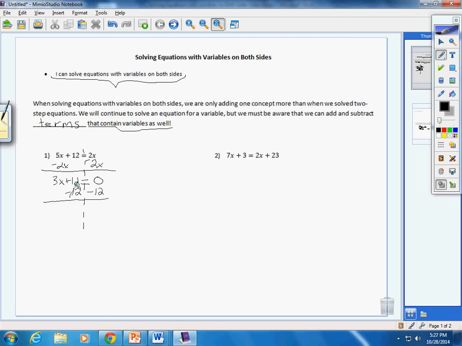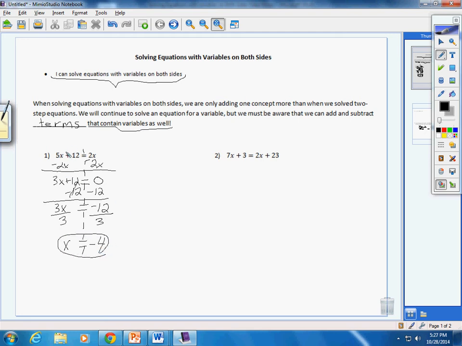12 minus 12 cancels out, so we have 3x left over here. And we have 0 minus 12, so we have negative 12 on the right side. Now, our last step should be obvious. You must divide by 3 on both sides. So x must equal negative 12 divided by 3. x is negative 4. You should all be able to check your answer pretty easily.